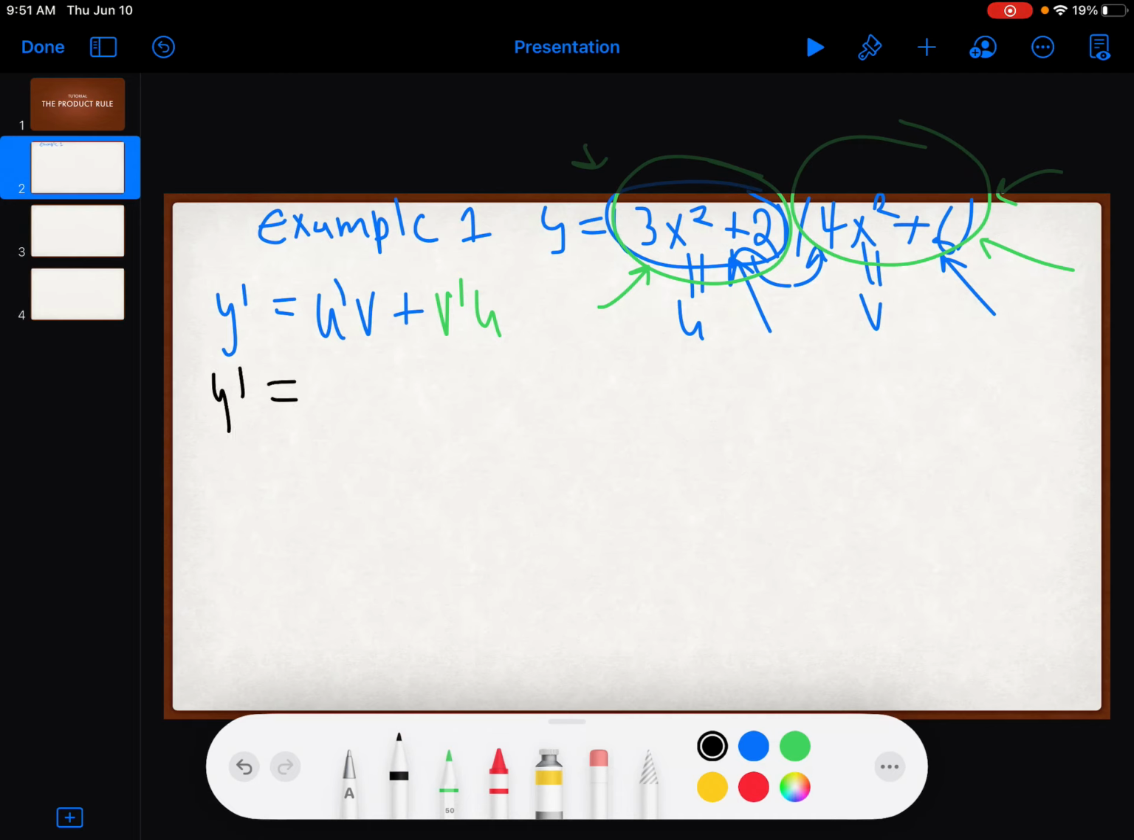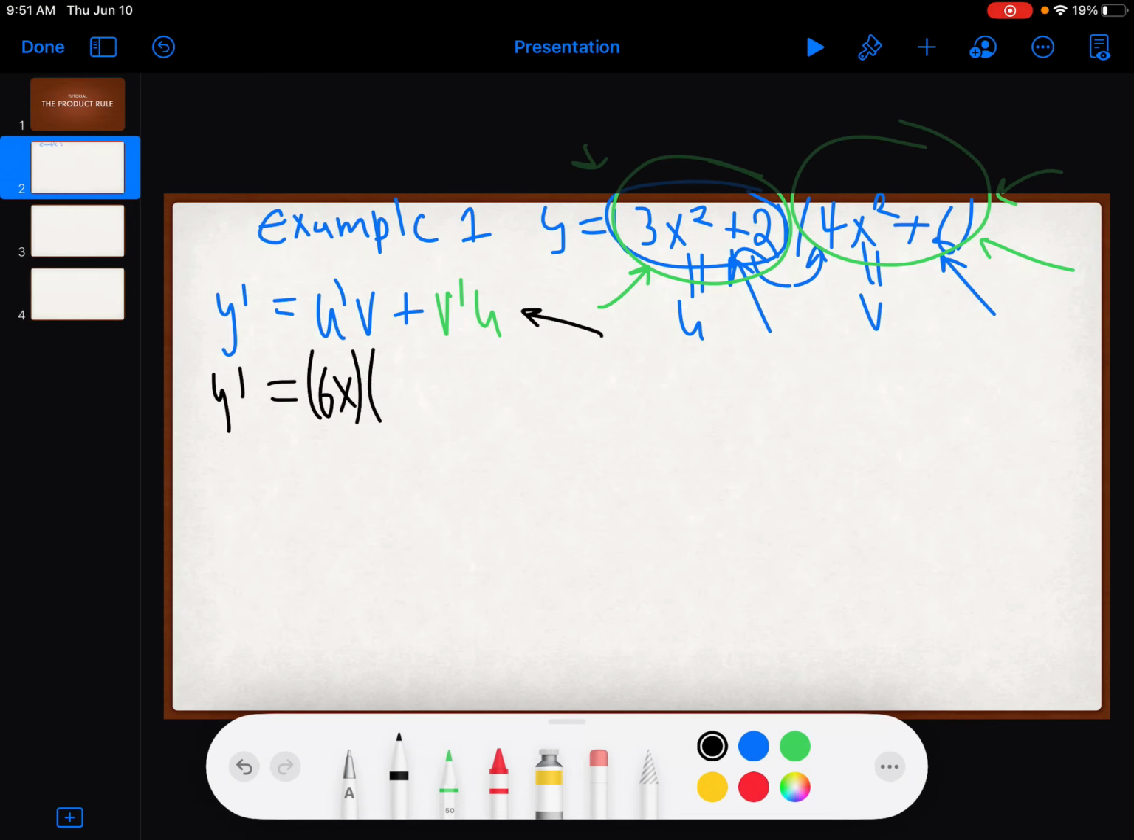So y prime. What is u prime? What is the derivative of this first term u? Well, the first term is 3x squared plus 2. What's the derivative of that? The derivative of the constant 2 is 0, so we just need to deal with that first part. The derivative of 3x squared, using the power rule, we bring that down, and that just turns out to be 6x. So we're just going to put that in brackets. It's very good to do that if you're just starting out, you're just practicing, and you don't have a lot of exposure to the product rule. It's very good to put your terms in brackets, and especially good to write out your product rule.